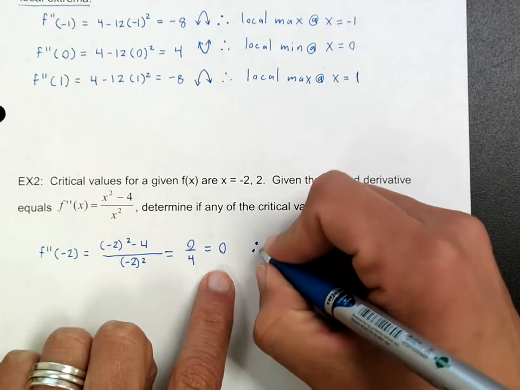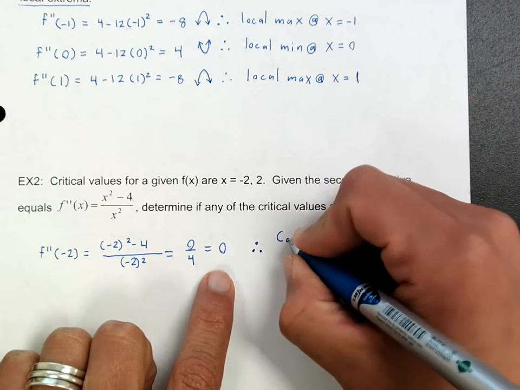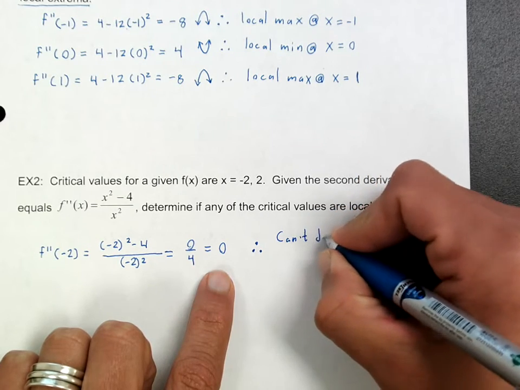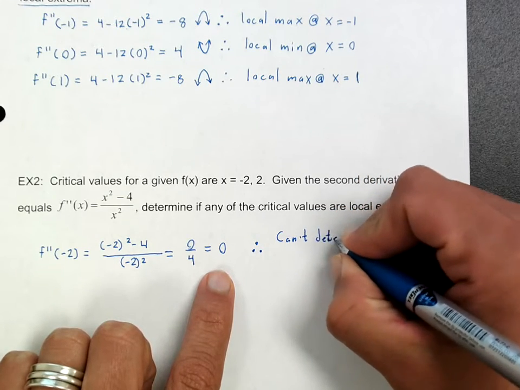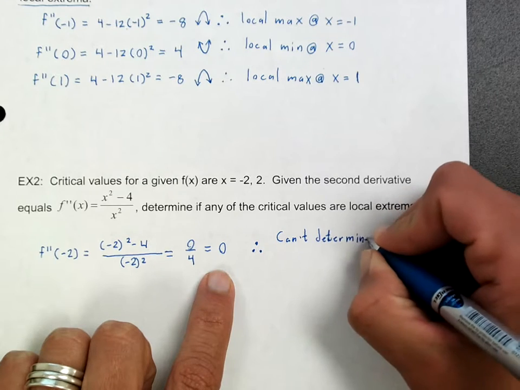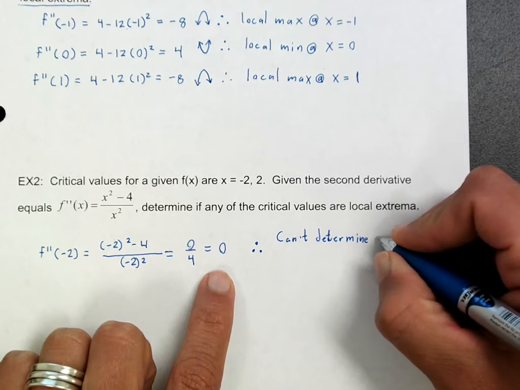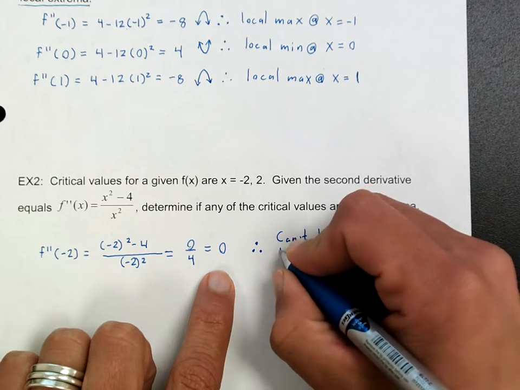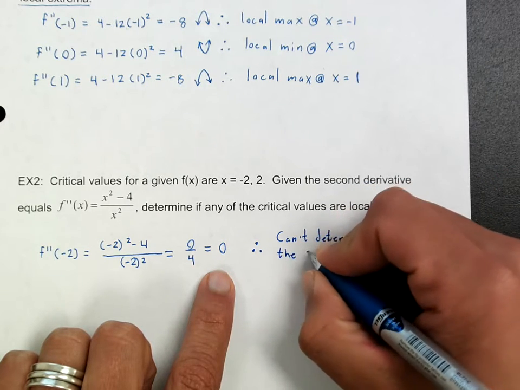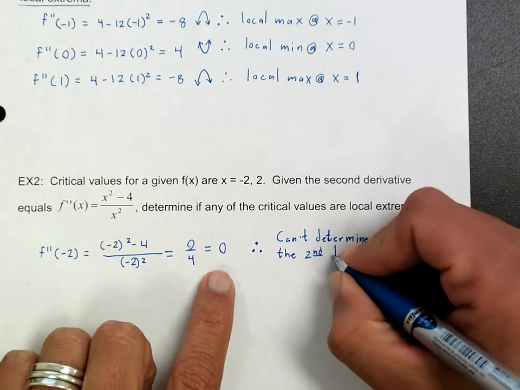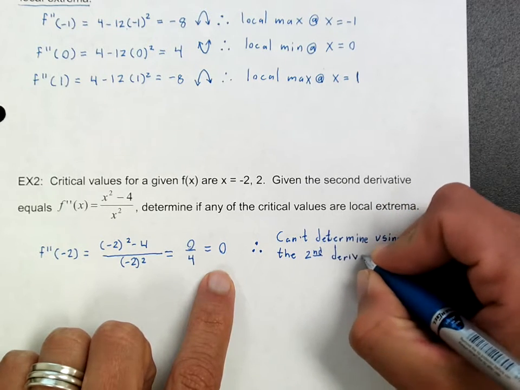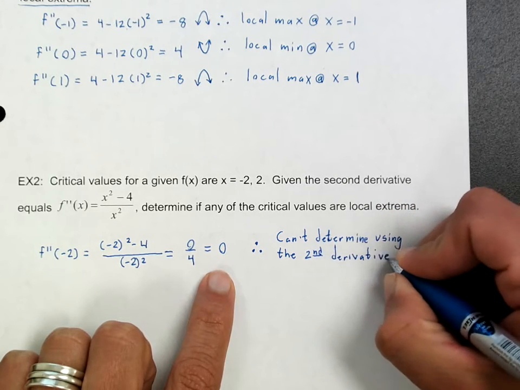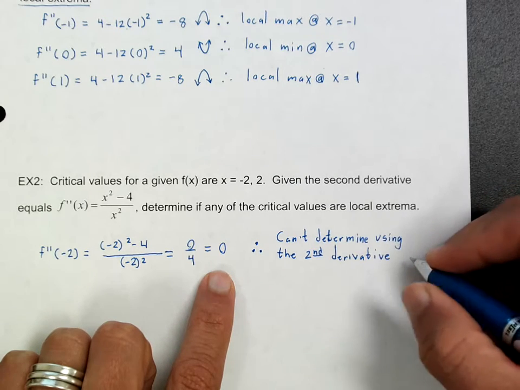Now, this one right here, because it's equal to 0, there's really not much I can say other than I can't determine the local extrema using the second derivative test. So you don't have enough information for you to make that call according to this, all right?